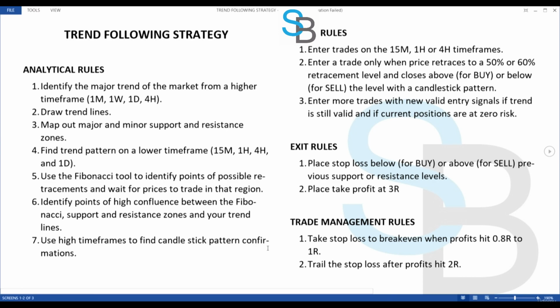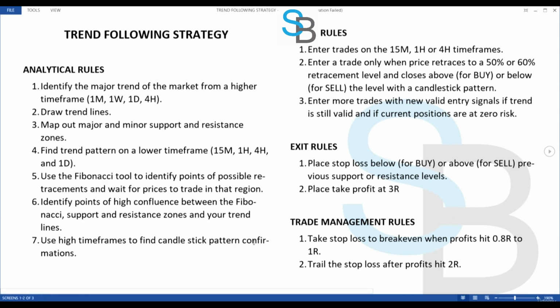Candlestick pattern confirmations are what we know as things like evening star patterns, the engulfing patterns, the inside bars, the doji, and what have you. So you have to find these patterns on higher time frames. You can actually find them on lower time frames too, but finding them on higher time frames tends to carry more weight, right?